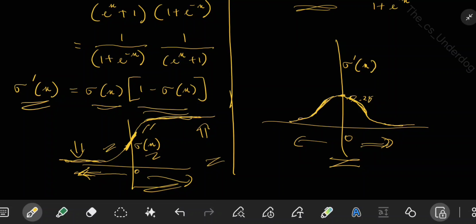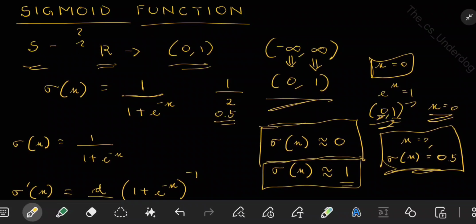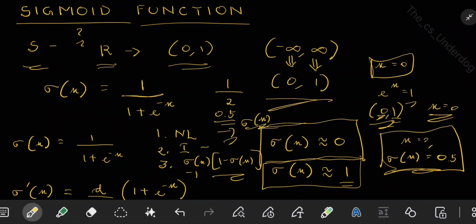What are the most important points? First, it introduces non-linearity. Second, it introduces interpretability: you can interpret the output as probabilities. Third, and most important, the advantage is that the derivative is simply sigmoid of x into 1 minus sigmoid of x, so calculation is easier. During forward propagation, you already have sigmoid of x. So during backward propagation, you can use that value and find the derivative. This is a big advantage of the sigmoid function.